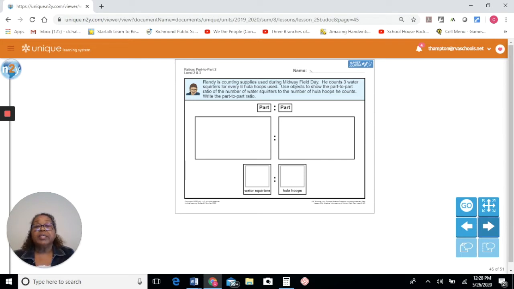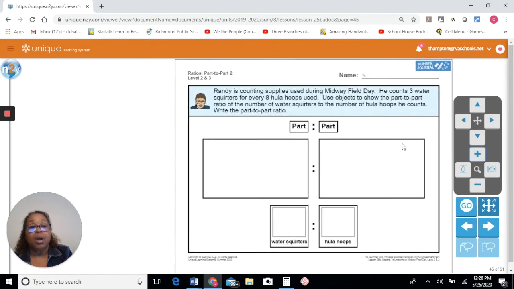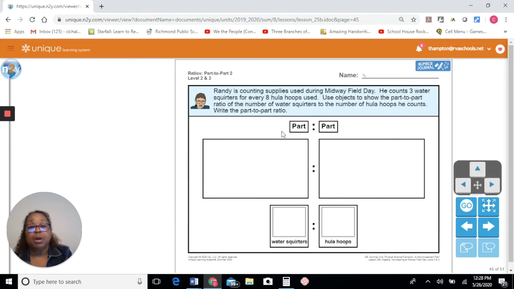It says Randy is counting supplies. Let's make this a little bit bigger. You know, Miss Lucas has trouble seeing all these little words. You guys, I'm sure you have no problem with this, but I have a little bit of problem. So let's make it a little bit bigger.